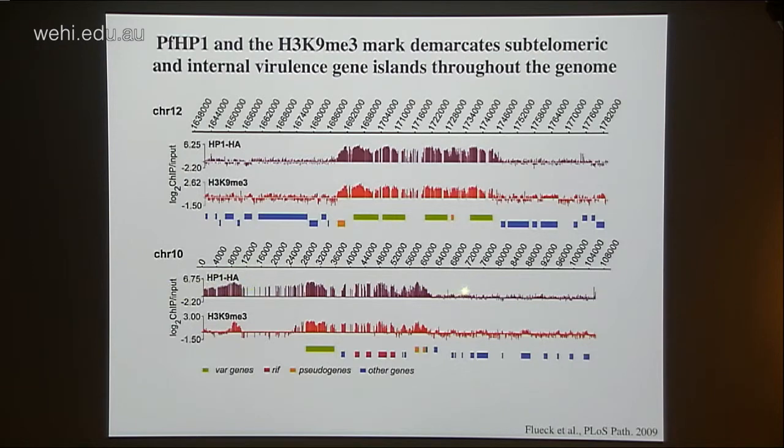HP1 positioning here, this is a subtelomeric or chromosome end, one VAR gene in this case, and you see that the positioning of HP1 and also this particular mark is a bit broader and covers not only VAR genes but some of these other virulence genes that are also epigenetically regulated.